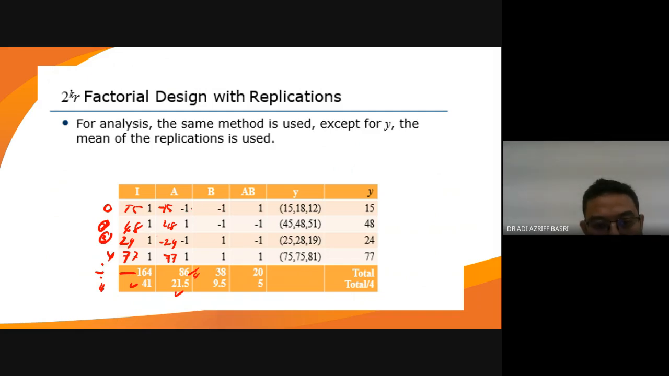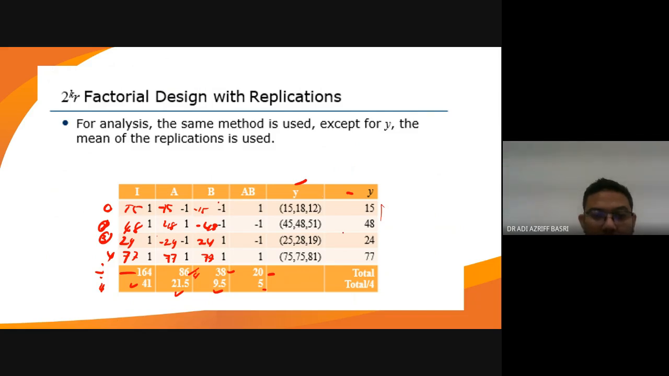B, negative 15. Okay, this one times this one. Okay, negative 15 minus 48 plus 24 plus 77, you get this one. Divided by 4, you get this one. Then you have AB for this one, you get 20 divided by 4, you get 5. But why the calculation is a little bit different, I will show you after this. So this one, you calculate everything. So this is in terms of replications.